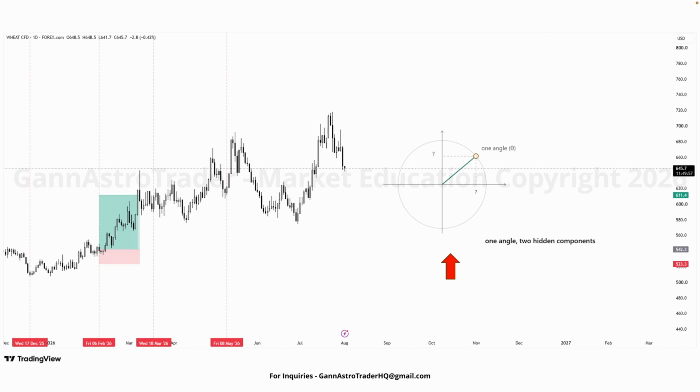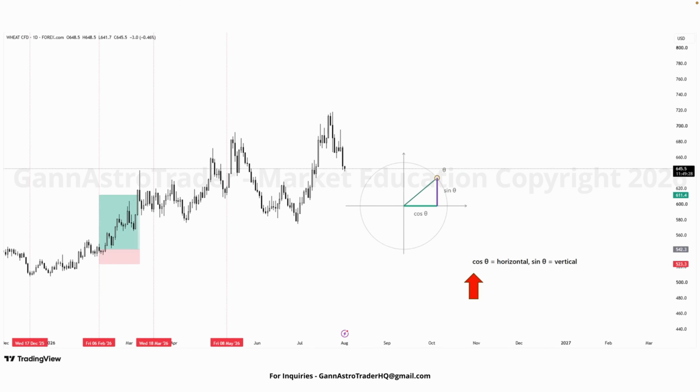Imagine a point moving around a circle. At every position, that point has both a horizontal movement and a vertical movement. Even though we describe the planet using only one angle, that angle actually contains two independent geometric components. If we could separate those components, perhaps we could reveal information that isn't immediately visible from the longitude alone.